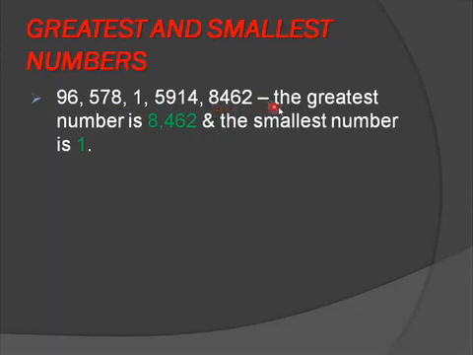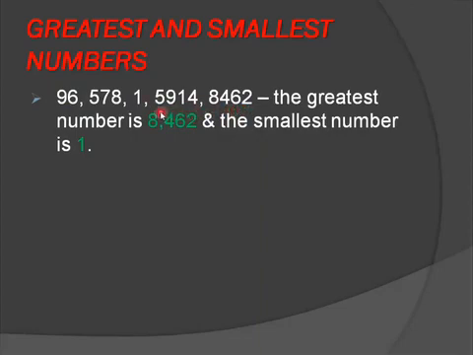In this, what you have to find is, first you should write the greatest number. Next you should find the smallest number. Now here they have asked you to find the greatest number. How do you find it? First you should compare the digits. Here 2 digits, here 3 digits, 1 digit, and here 4 digits, and here again 4 digits we have.